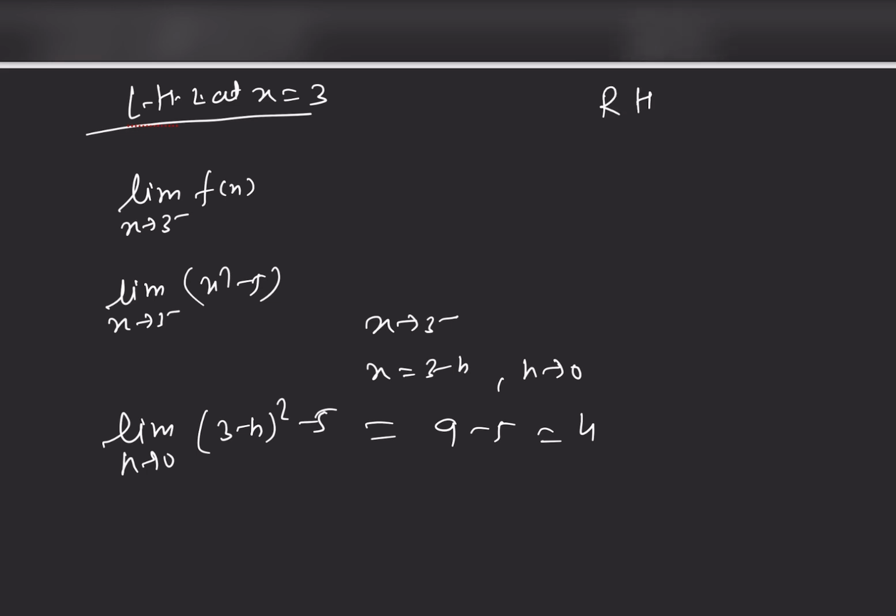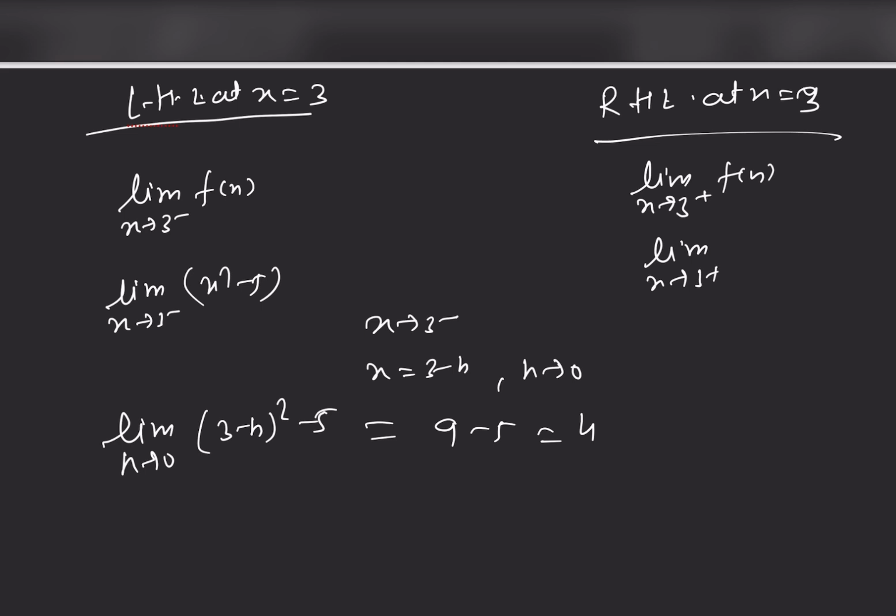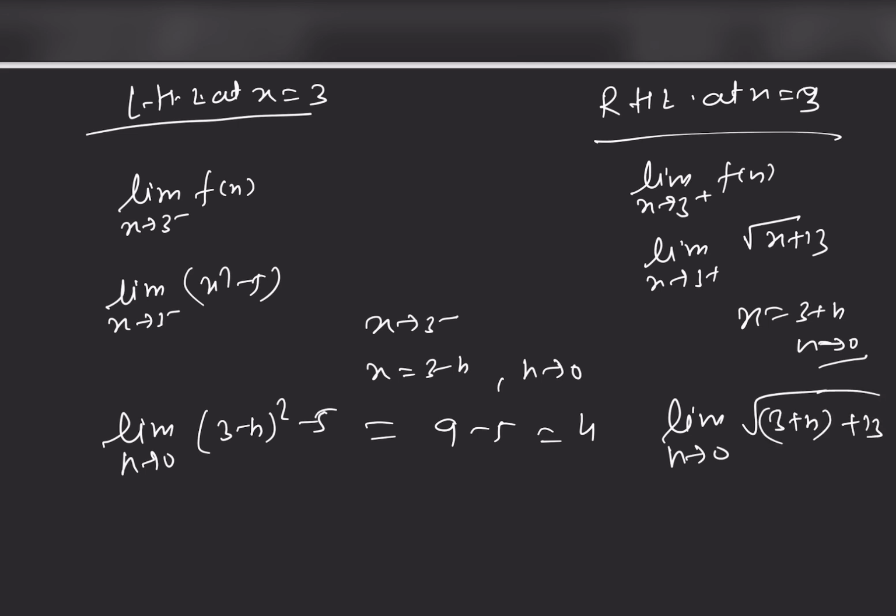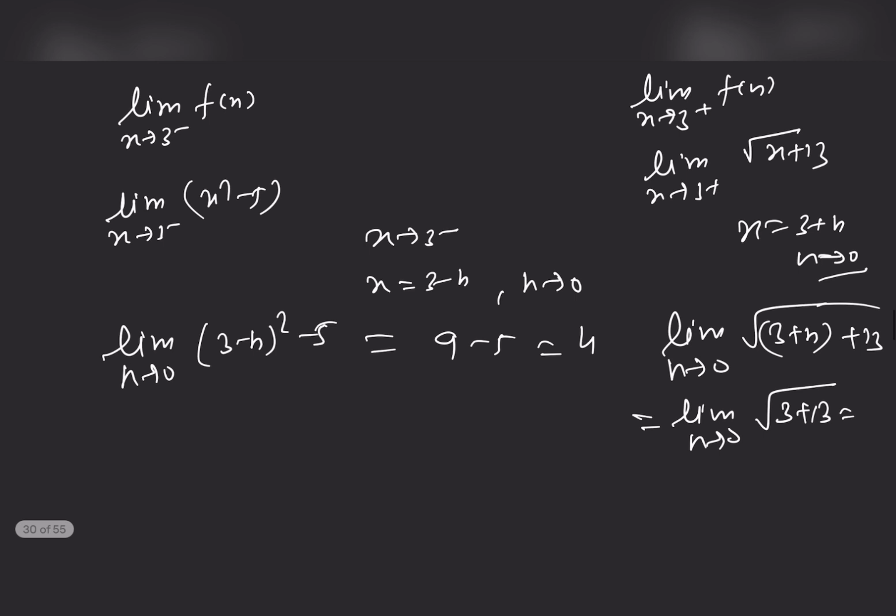Now we have to find out RHL at x equal to 3. It means the limit as x goes to 3 plus of f of x. In this case, f of x is going to be under root x plus 13. Here I have to write x equal to 3 plus h, where h tends to 0. So the limit as h tends to 0 of under root 3 plus h plus 13. Put the value and we get under root 3 plus 13, which is equal to under root 16, and it gives you 4.